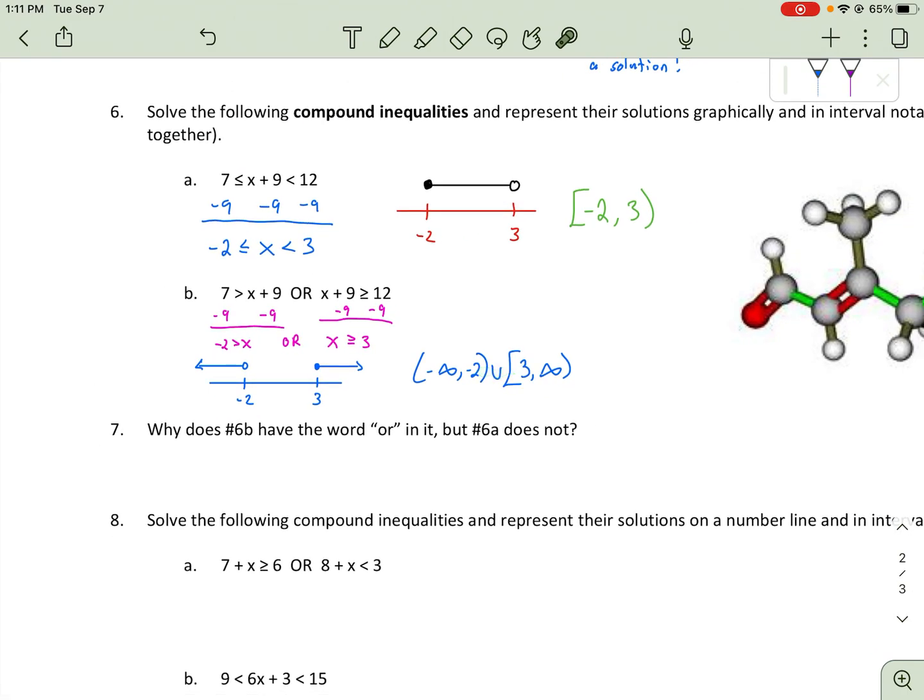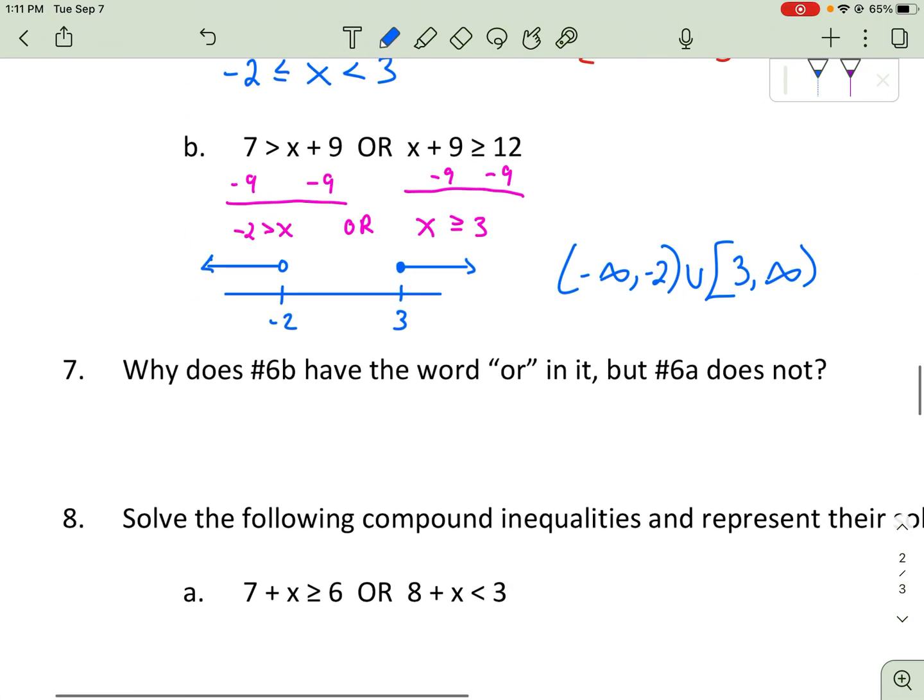Okay, number 7, why does number 6b have the word or in it, but number 6a does not? The solutions to 6b cannot occur at the same time, which I already explained.